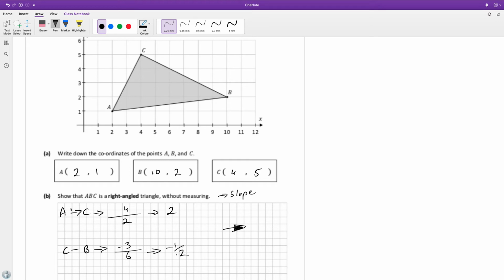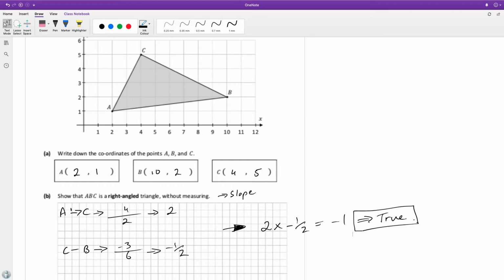Because you flip it and change the sign. If you flip minus 1 over 2, what do you get? 2 over 1, and change the sign, you get plus 2. Is that right? So the way we prove this is we say 2 multiplied by minus a half gives us minus 1, and therefore we can say that's true. That's the technical way to say it.